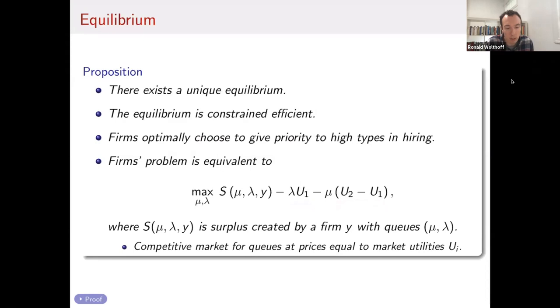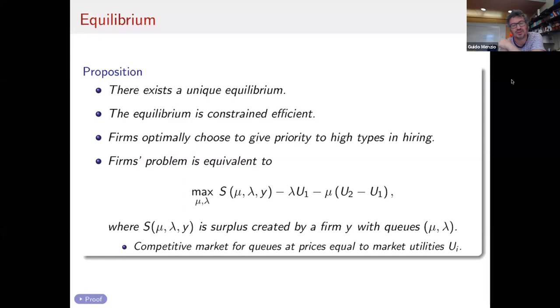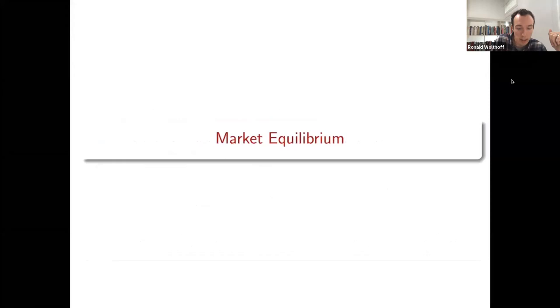Ronald, yeah. Just a clarifying question. So far, what's different relative to the Shimer JP? So Shimer is a special case where you can rank all workers perfectly. So think of that as the case where sigma is equal to one. Got it. Right. So this wouldn't happen.